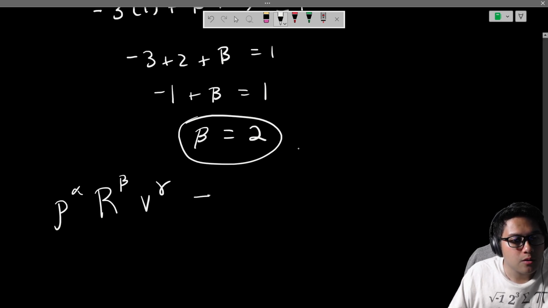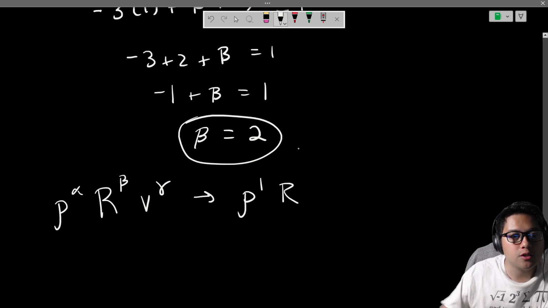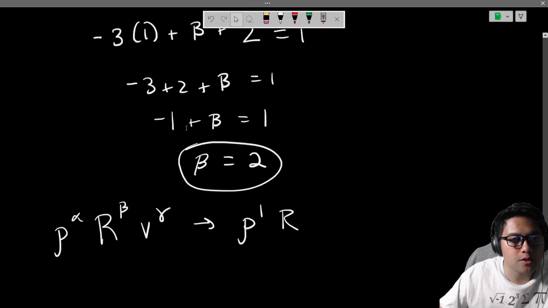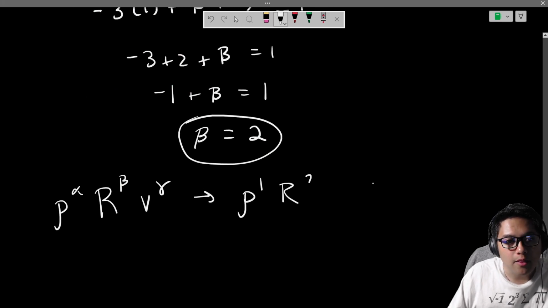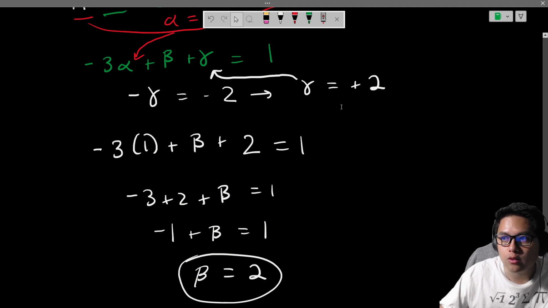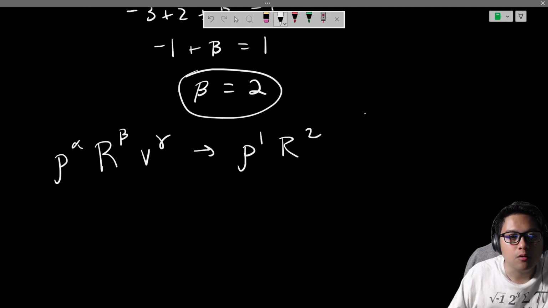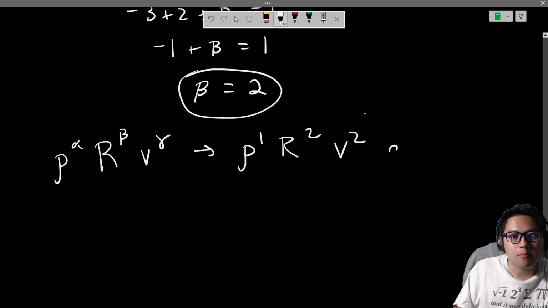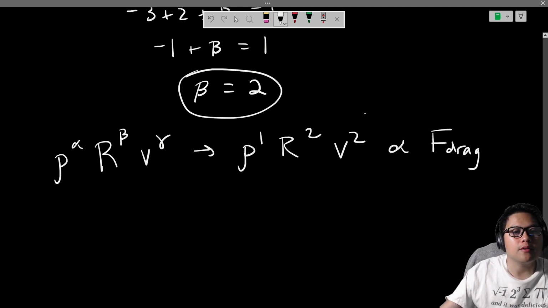And so plugging in our values for alpha, beta, and gamma, we should have rho to the 1, r to the, what was r? r is our beta, right? So beta is 2, and then gamma is also 2. So that's rho to the 1, r squared, and then v squared. So this must be proportional to the drag force. That's the thing we were looking for in the first place.